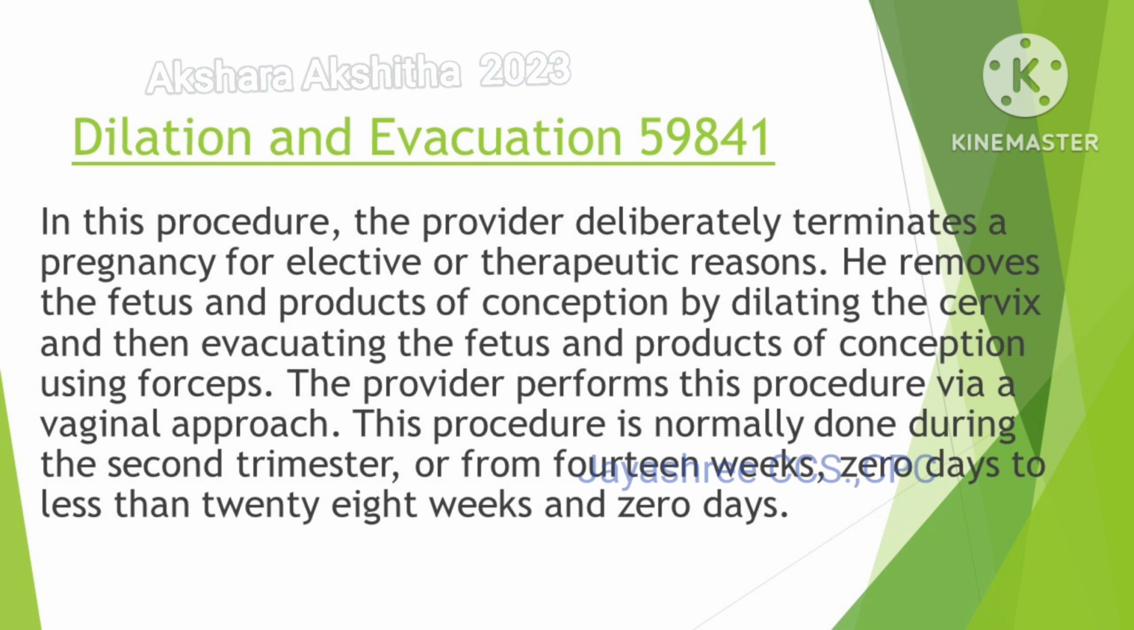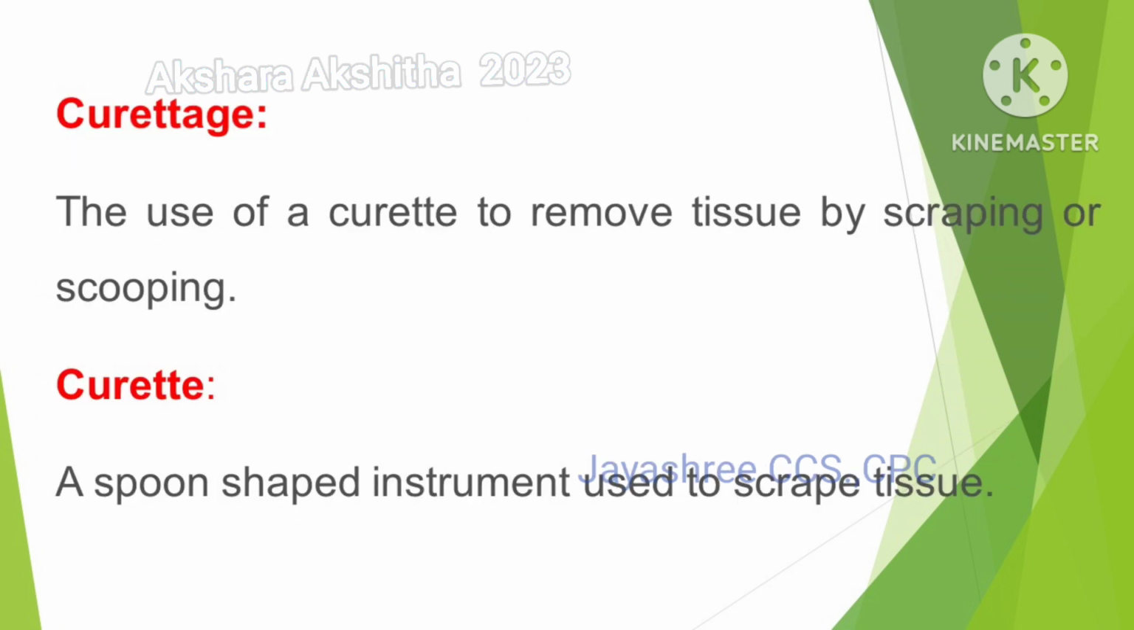This procedure is normally done during the second trimester. But D and C, the doctor may do only in the first trimester. D and E, the doctor will do this procedure during the second trimester, from 14 weeks to less than 28 weeks of gestation. Okay. So what is the meaning of curettage? The use of a curette to remove tissue by scraping or scooping. What is a curette? A curette is a spoon-shaped instrument used to scrape tissue. This is called a curette.